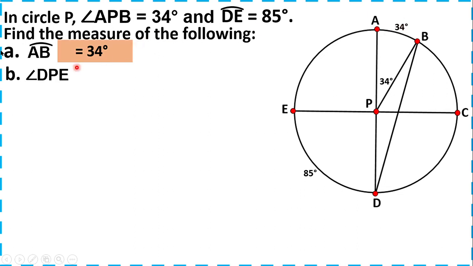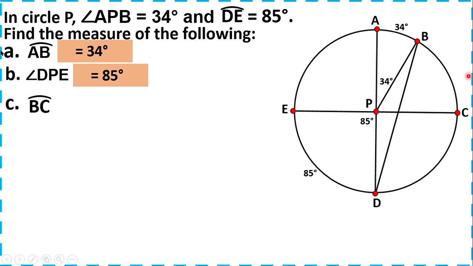For letter B, we have to find angle DPE. So, angle DPE, ito yung angle DPE natin. So, yung angle DPE is intercepted by arc DE. So, arc DE is 85 degrees, then angle DPE is a central angle. It means that they have the same measure. So, angle DPE, therefore, is 85 degrees. Okay, next, let us find arc BC.